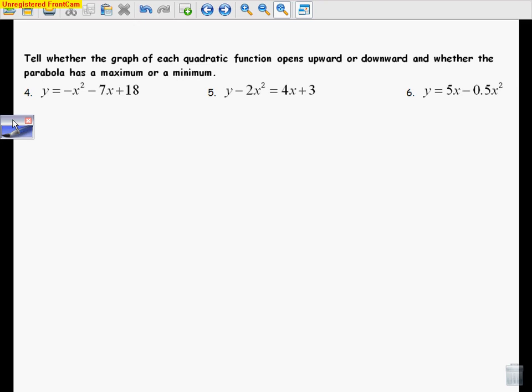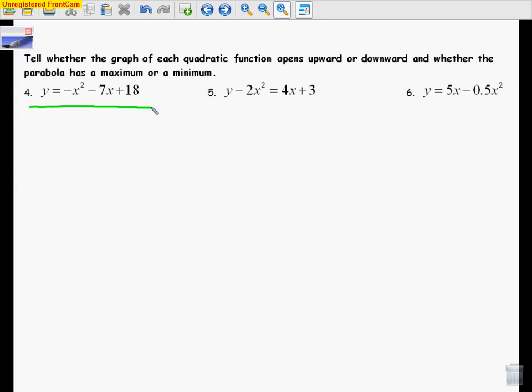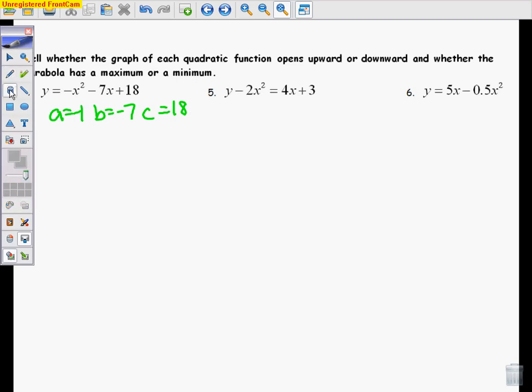So let's look at number 4. Is this in standard form? Yes, y is by itself, and we're going from highest exponent to lowest. Here we see that a is -1, a is the number in front of x squared, b is -7, and c is +18. Now, when we're looking to find if it opens up or down, we don't really need to worry about b or c. But let's look at this a. So once again, we see that a is -1. Since a is -1, that means that the graph opens down.